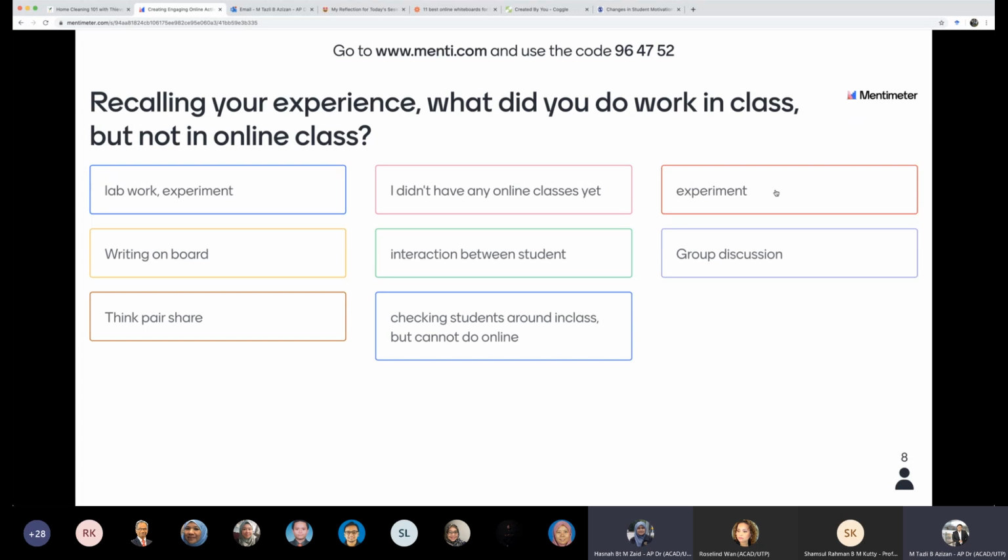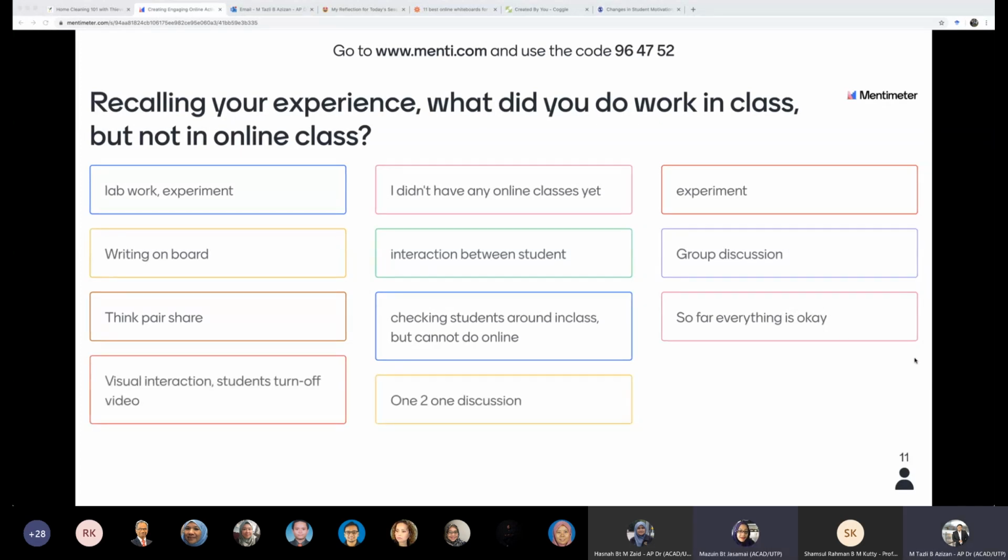So we have here somebody mentioning that you cannot do experiments. Yes, of course, in an online class you cannot do experiments. And then interaction between students cannot be done much. It could be done, but with a limited number of students. If we have too many, then it's quite difficult, because one person has to talk at one time, so it's very difficult actually.